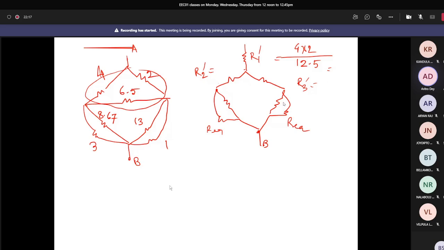Nodal analysis and the loop analysis. Any query so far? I think you can solve it, right? After I convert delta, it is like a 10 plus 2 level problem.